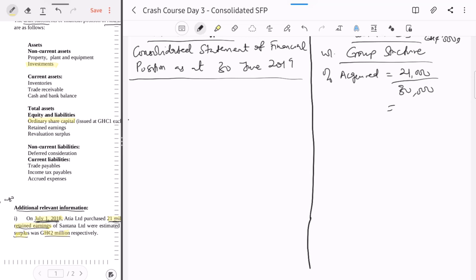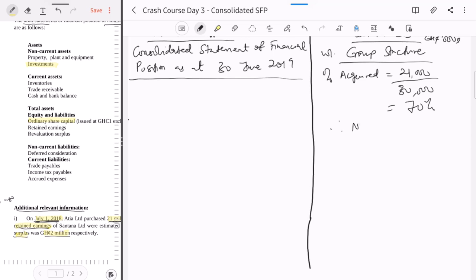Just take your calculator and find 21 over 30. What does it give you? 21,000 over 30,000 gives me 70%. So it means Atia controls 70% of Santana. And remember the framework I gave you: anything above 50%, you have control, and this will be a subsidiary. So we'll say this is a 70% subsidiary.